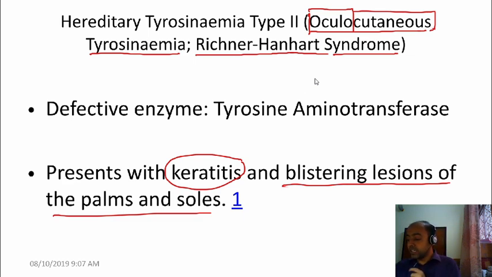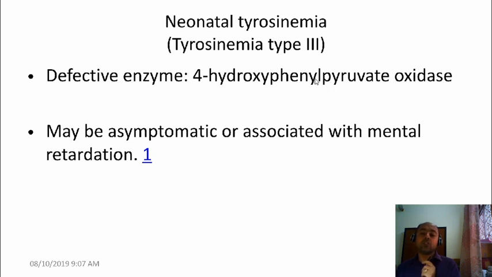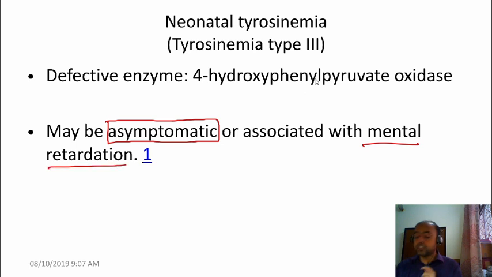And then we come to the neonatal tyrosinemia, also known as tyrosinemia type 3. I told you it is the mildest form. In most of the patients it is asymptomatic, or rarely it can be associated with mental retardation. Mental retardation is rarely seen, only in a very low percentage of patients. That's the tyrosinemia type 3.